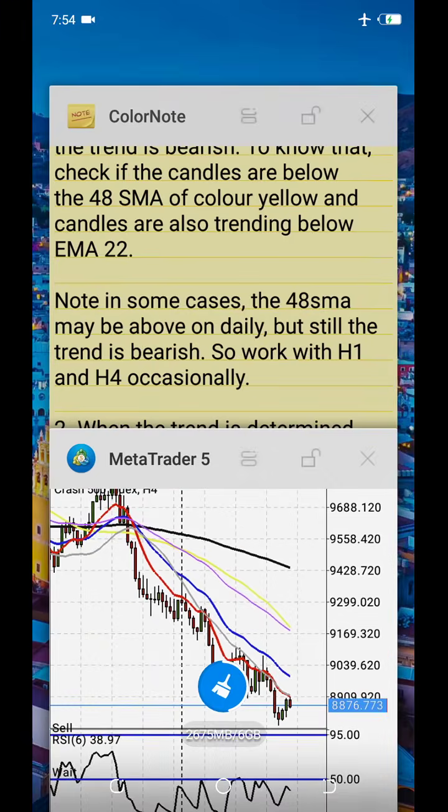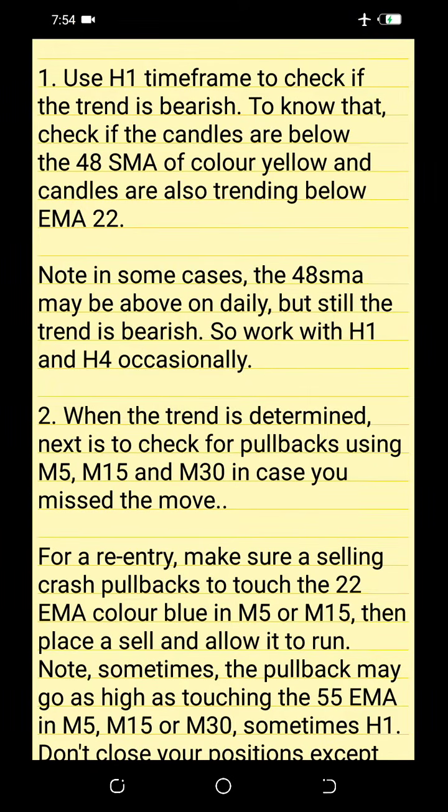So let's go back, because I don't want this video to be very long. Number two condition: when the trend is determined, you've understood that the trend of the market is bearish based on the H1 parameter. Next is to check for pullbacks. I'm saying this very carefully. What we call pullbacks are like retracements, short retracements.